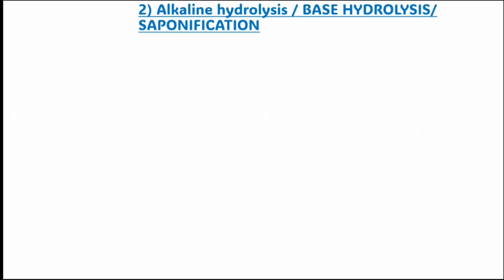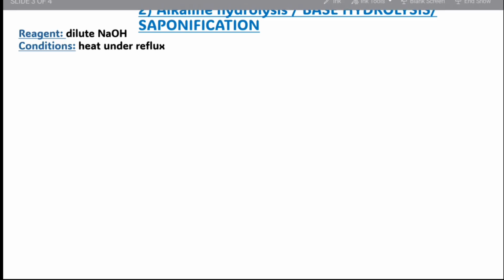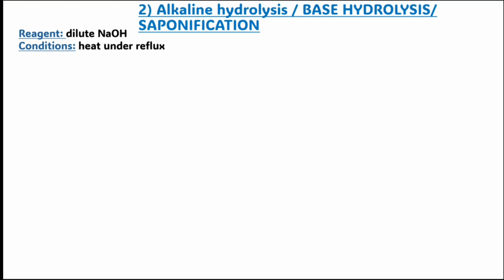Number 2, alkaline hydrolysis, also known as base hydrolysis, also known as saponification. Saponification is used to make soap, with a sodium compound. Base hydrolysis accepts hydrogen ions. Alkaline hydrolysis uses an alkali, sodium hydroxide. I'm going to show you right now. The reagent is dilute sodium hydroxide. The conditions are heat under reflux.